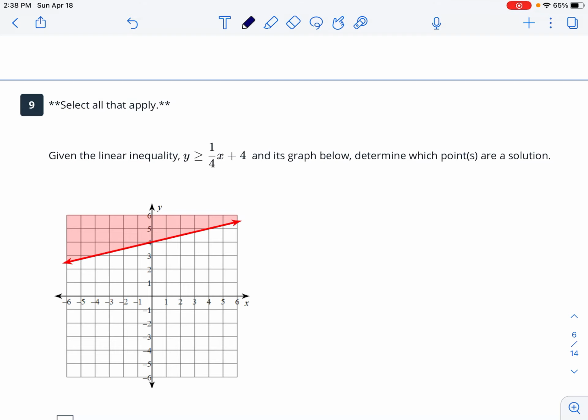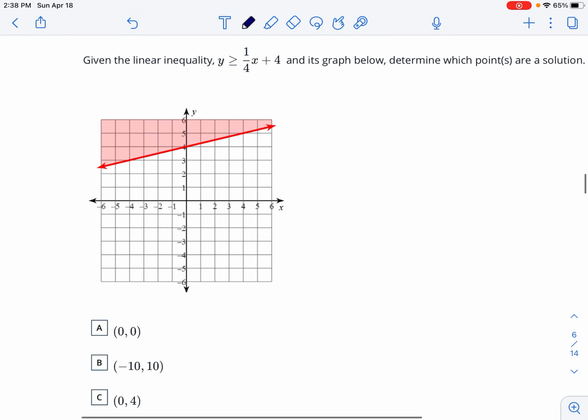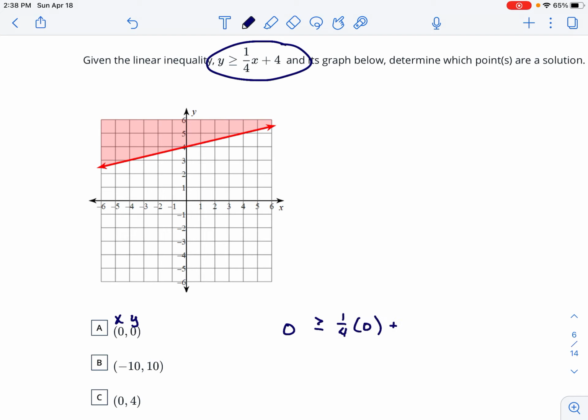Okay, so number 9. Another one of those where you're supposed to tell, is this point a solution? You don't have to care about the equation, but honestly, as I'm saying that, I just realized because we gave you the equation, you could have every single time plugged in an x value and plugged in a y value. So if I plug in my y value and my x value, I could see, is it true?